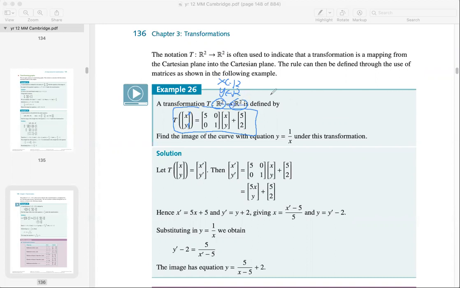Basically, our new point or our new graph is still in the range or domain of R, not the complex numbers. So this one is not that important, but you just need to know this.